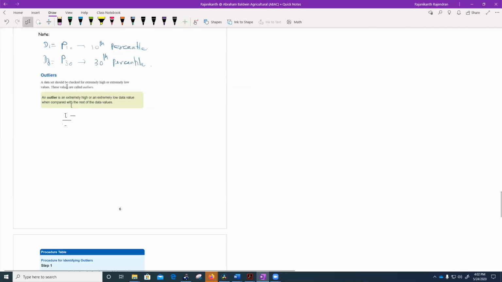A data set should be checked for extremely high or extremely low values. If you compare your entire data set, there are some cases where you will find one or more data values which are very far from your remaining data values, which you could consider as extremely low or high. Those kinds of unusual values from your normal data set are called outliers. So an outlier is an extremely high or an extremely low data value when compared with the rest of the data values.